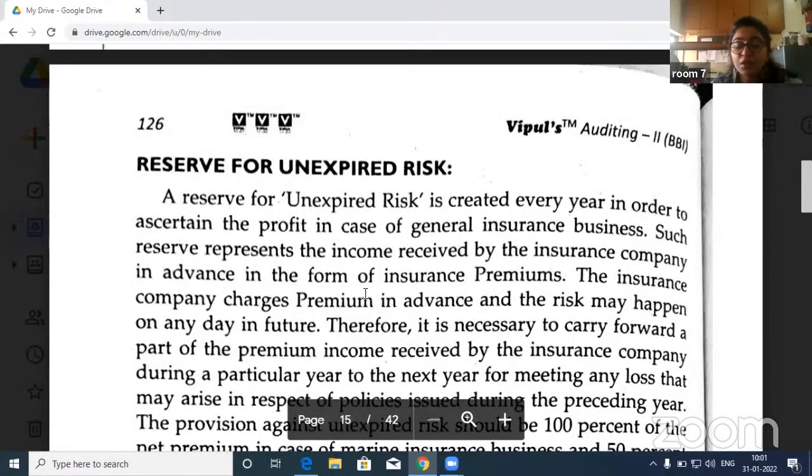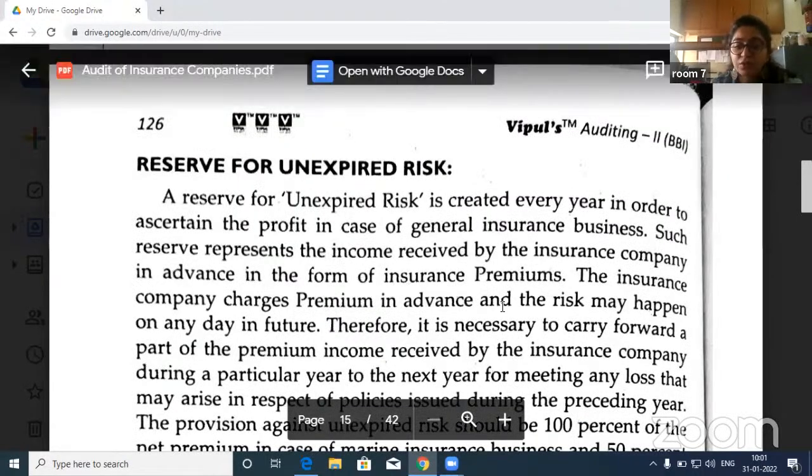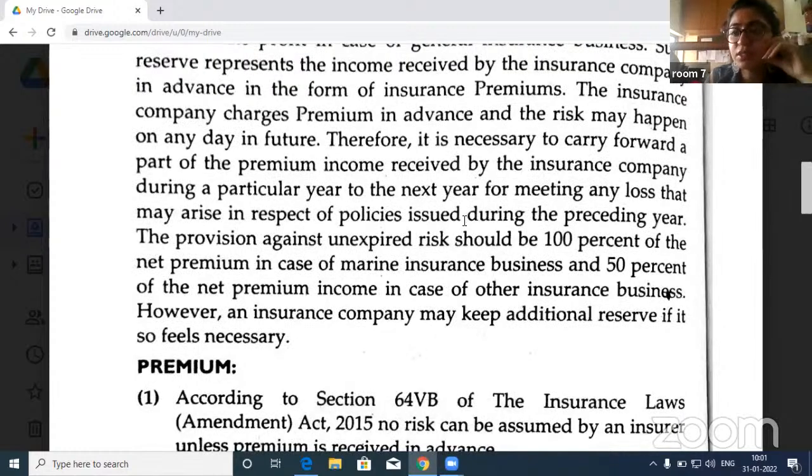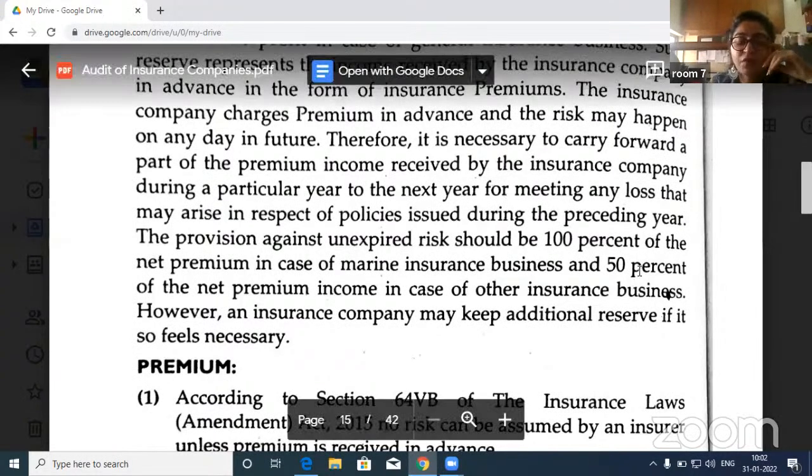Reserve for unexpired risk. I already told you this is a reserve that is kept for future contingencies by the insurance companies. And in the case of marine insurance, it is a 100% provision. And in the case of fire or other than marine, whichever it is, let it be fire, home insurance, accident, etc., it will be 50% of net premium.